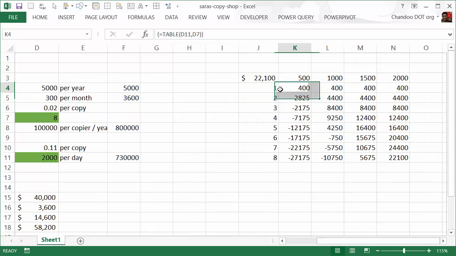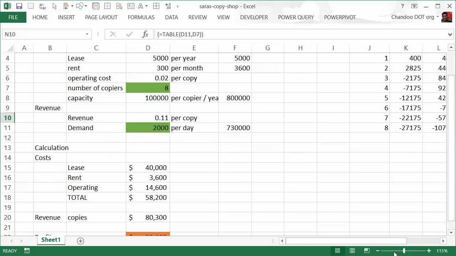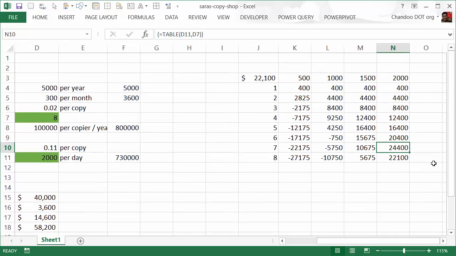Okay, so you could see immediately that if you have 8 copiers and your demand is only going to be 500, then you will make a loss of $27,000, because you will end up paying lots of lease but not making enough revenue. Whereas on the other hand, if you have 2,000 copies demand and you bring in 7 copiers, you can make a profit of $24,000. So this is really telling you where the optimum happens.